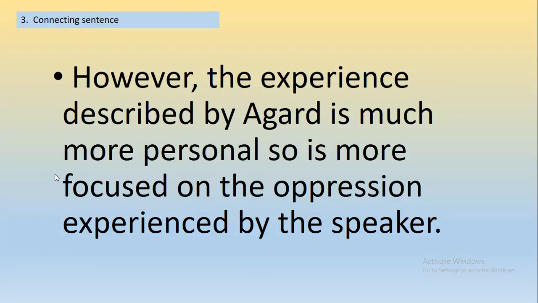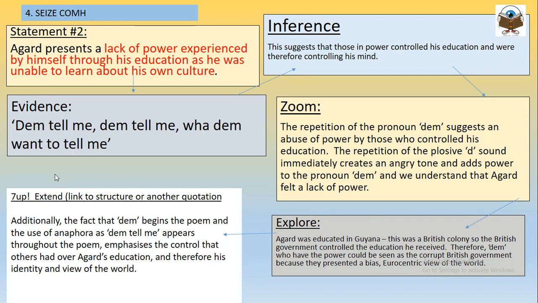However, the experience described by Agard is much more personal, so is more focused on the oppression experienced by the speaker. Again, his is more personal, so I'll reference that. And then that links to statement 2 from Checking Out Me History. And then I would use that to write my Cs for Checking Out Me History. So you could copy that completely if you wanted to. Agard presents a lack of power experienced by himself through his education, and he was unable to learn about his own culture. That was the example I gave you yesterday.